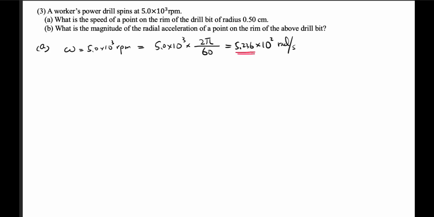Okay, and the reason I keep a lot of digits here is because this omega here is an intermediate number, and you don't want to let it affect the final answer. So let's keep a lot of digits here. Now we can do the calculation of the speed. So here's the picture.